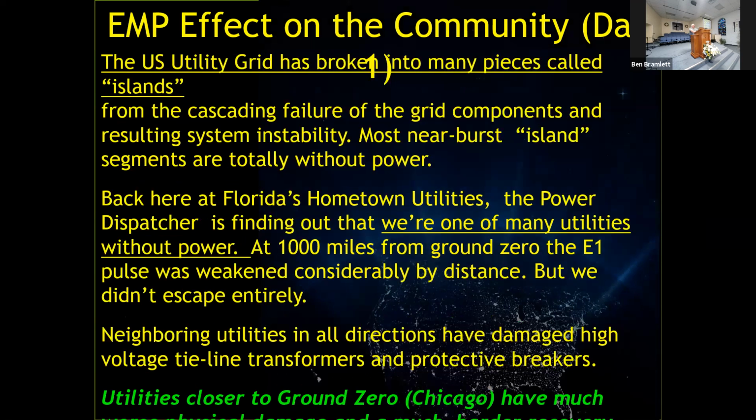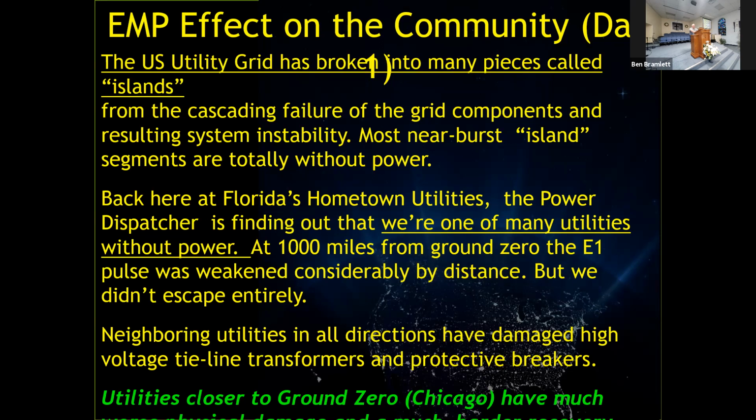What has happened, according to the model that we were studying just a minute ago, is the utility grid breaks down into many pieces called islands. In other words, we used to be one giant electric supply bus, and now it's all busted down into little tiny pieces, and that's really not a good thing. Most of those island segments are going to be without power.